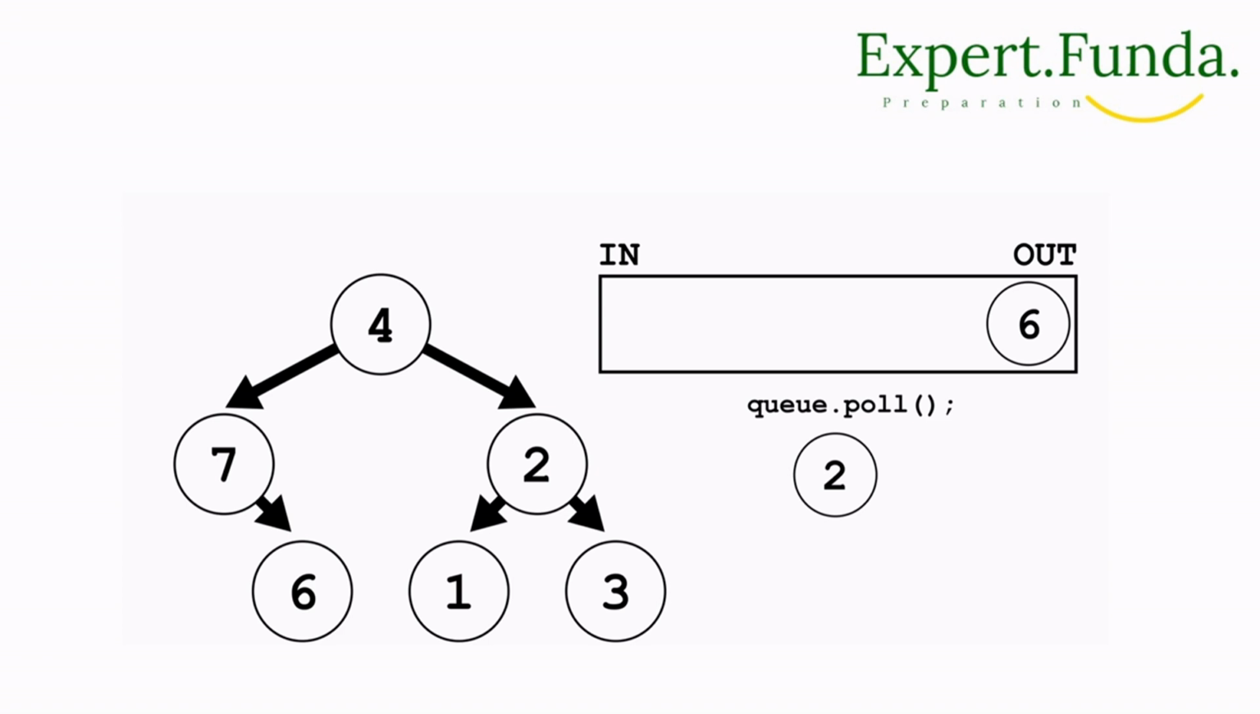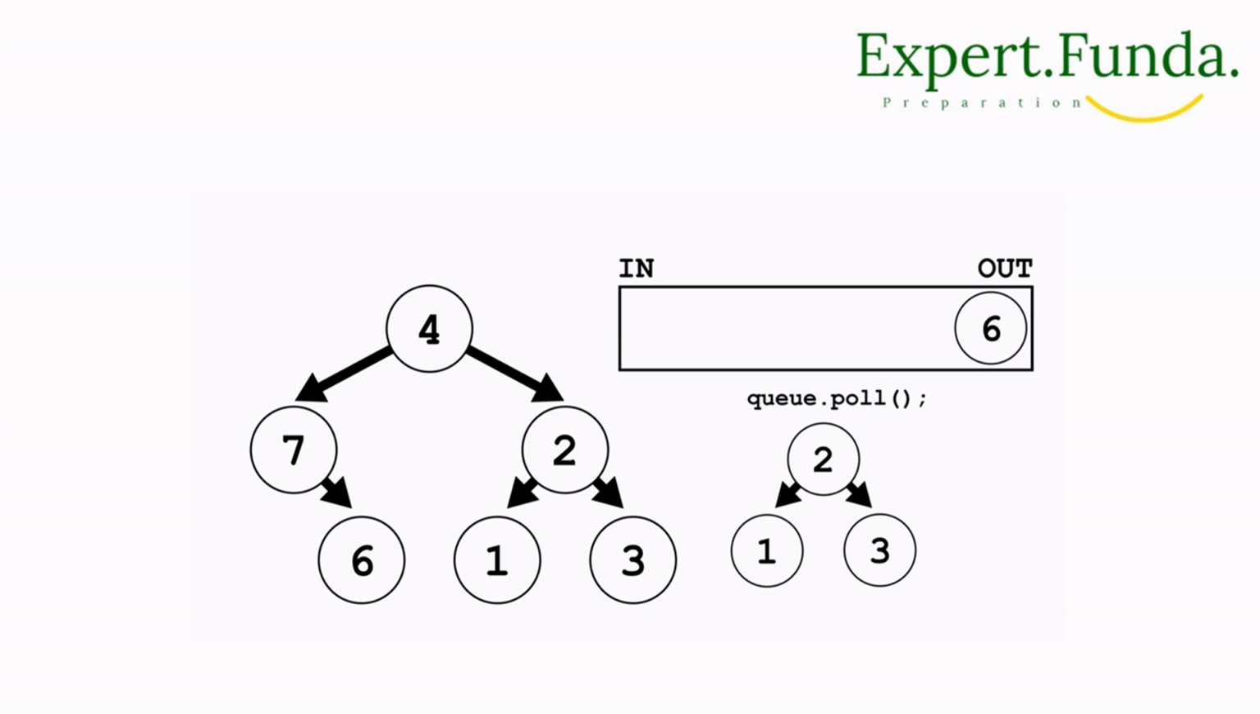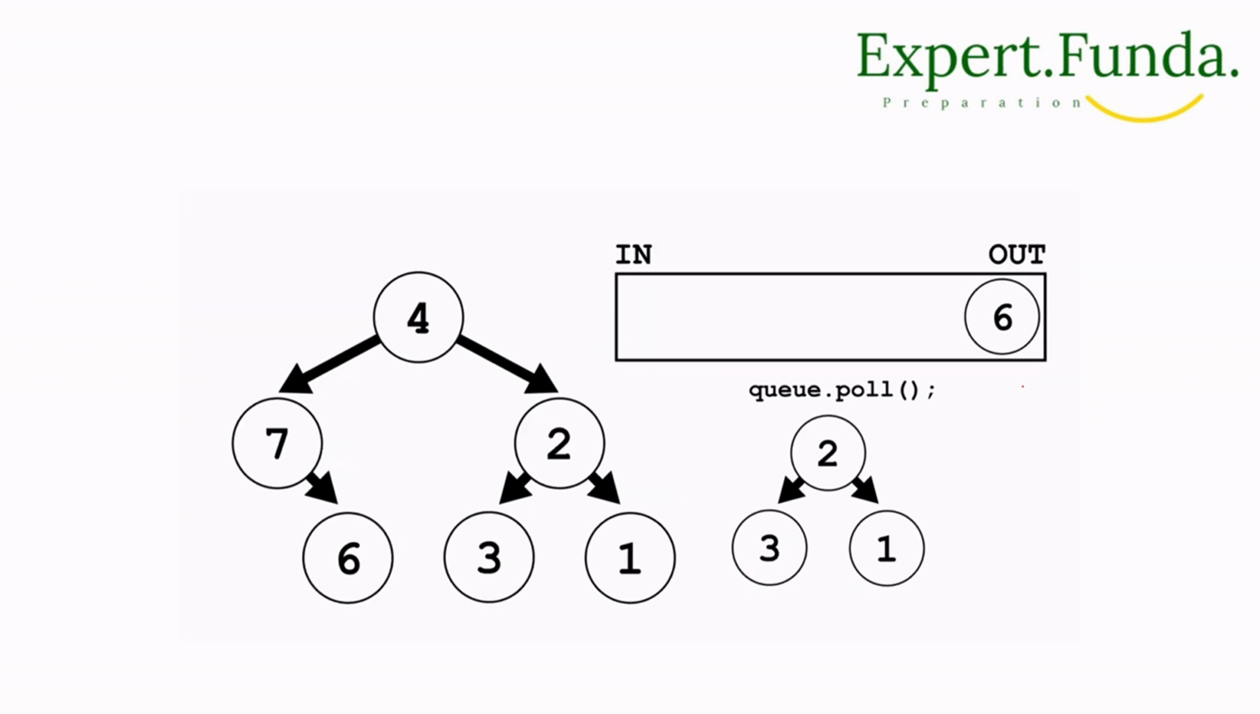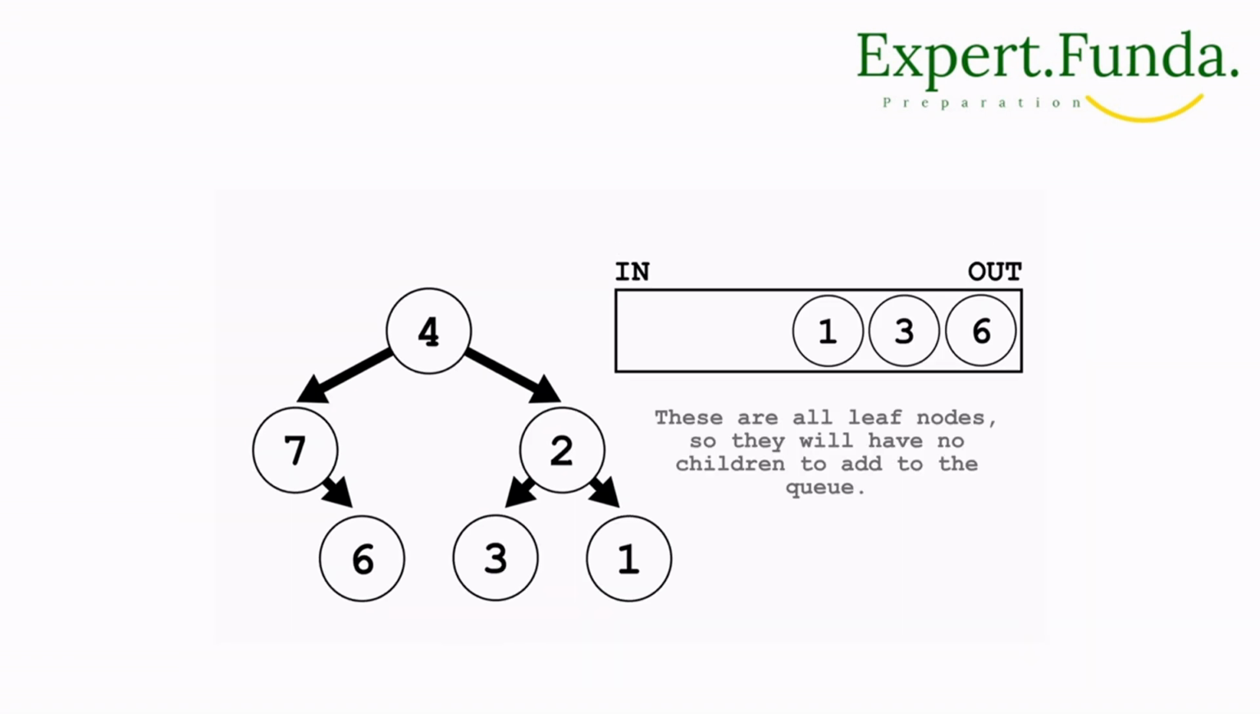Now what we will do, we will remove 2 and then we will add its children 1 and 3, as you can see right here. Now we will add them onto the queue. So now finally we have 1, 3 and 6 on the same level on the queue. So these are all the leaf nodes, and so they will have no children to add to the queue.